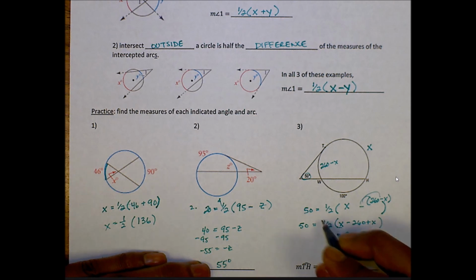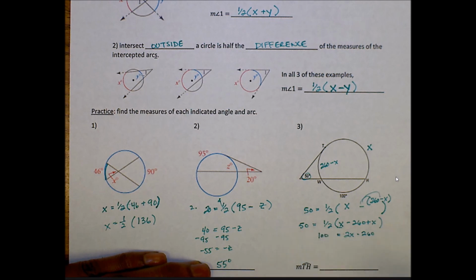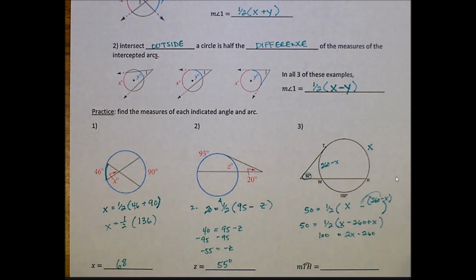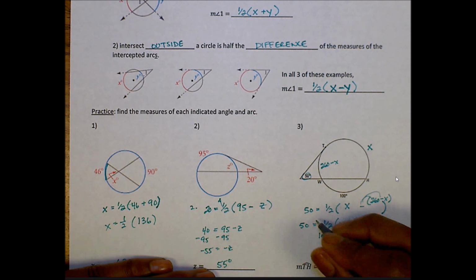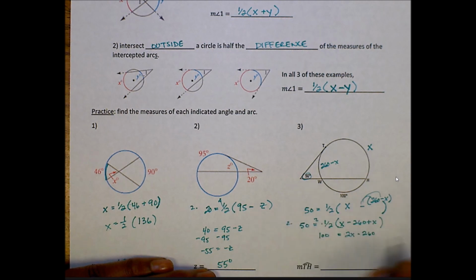Equals 100. Okay, I'm multiplying both sides by 2. Alright, so adding 260 to both sides, I find that 2x is 360. Divide by 2, I find that x has to be 180.